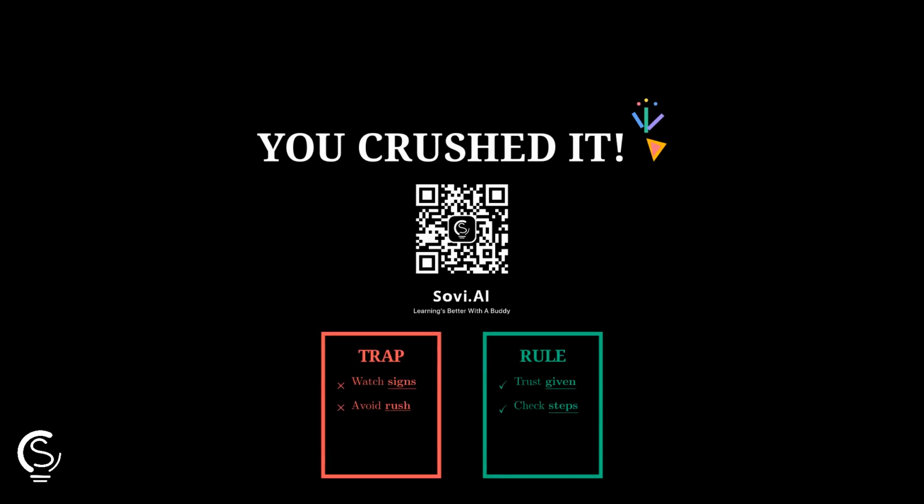Trap: ignore signs, and rush. Rule: trust the given rate graph and check when net change equals 0.